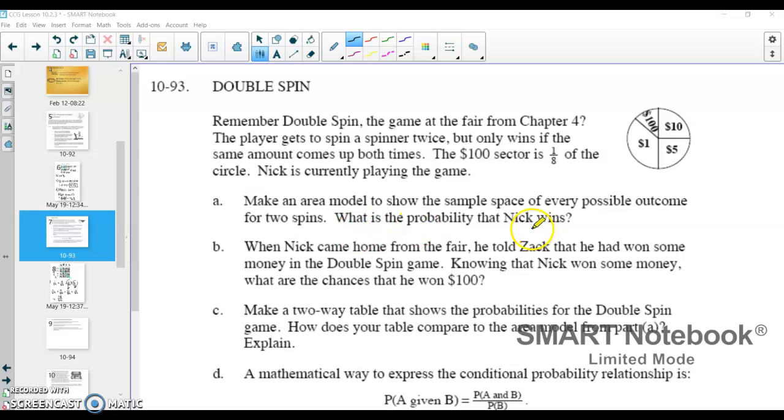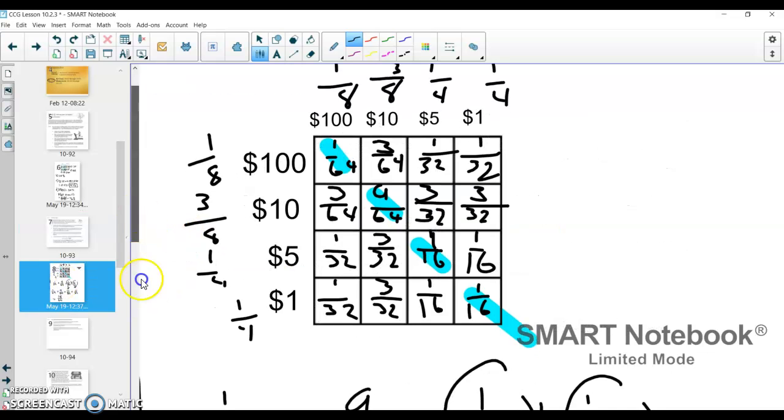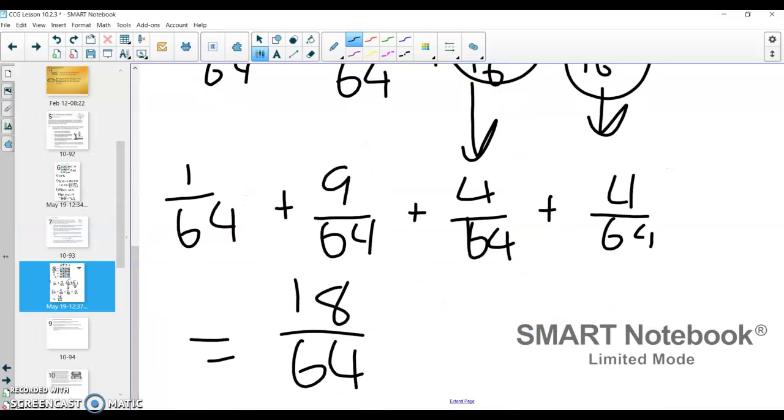The probability that Nick wins is 18/64, or if we wanted to put that in terms of a percentage, he has about a 28% chance to win.